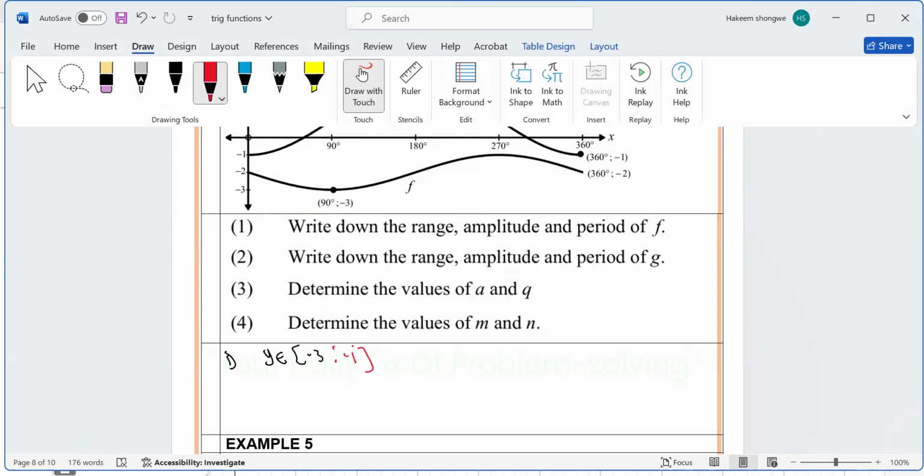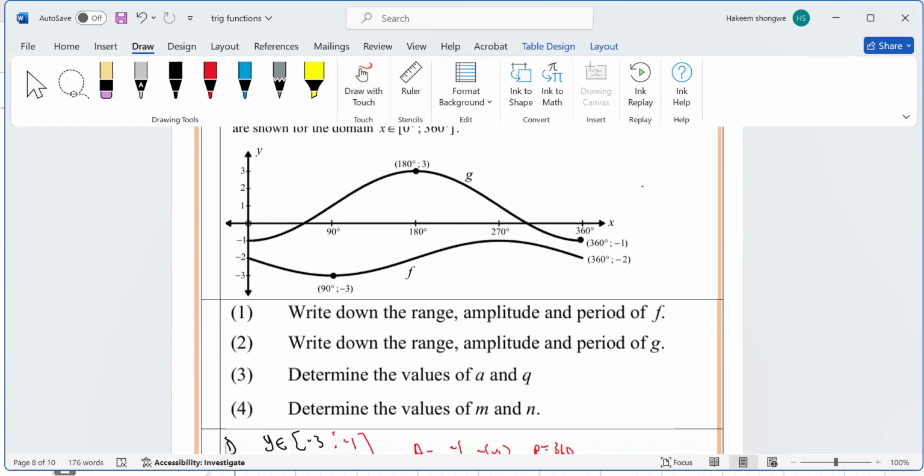What is the amplitude of f? How do you get the amplitude? We say it's the bigger one minus the smaller one, divided by 2. So our amplitude is the top one, -1, minus -3, all over 2, and then we get 1. Okay. What is the period? The period is obvious, it's 360. Grade 10, we're still busy with 360.